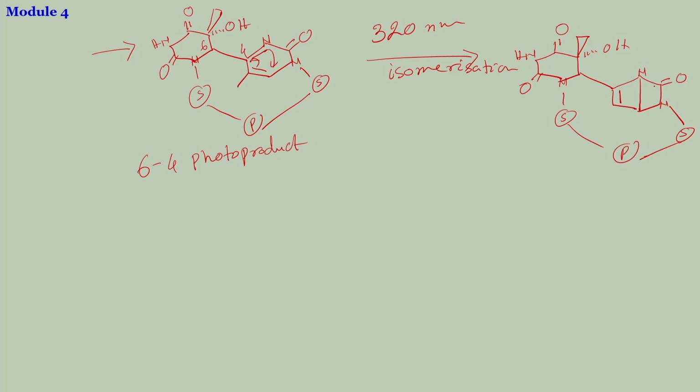These are Dewar benzene, this is a derivative of Dewar benzene. So, this is called the Dewar isomer, it does form actually. So, this is called Dewar photo product. All are thymine. So, this is TPT 64 photo product, this is TPT Dewar photo product.